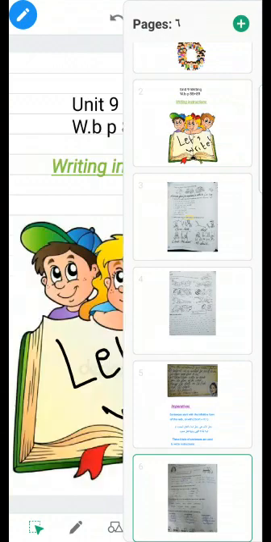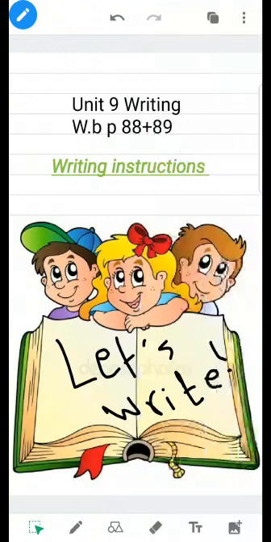Now, the last skill that we're going to discuss in Unit 9 is writing. Composition, writing. Today we're going to learn how to write instructions. So we're going to discuss writing instructions.